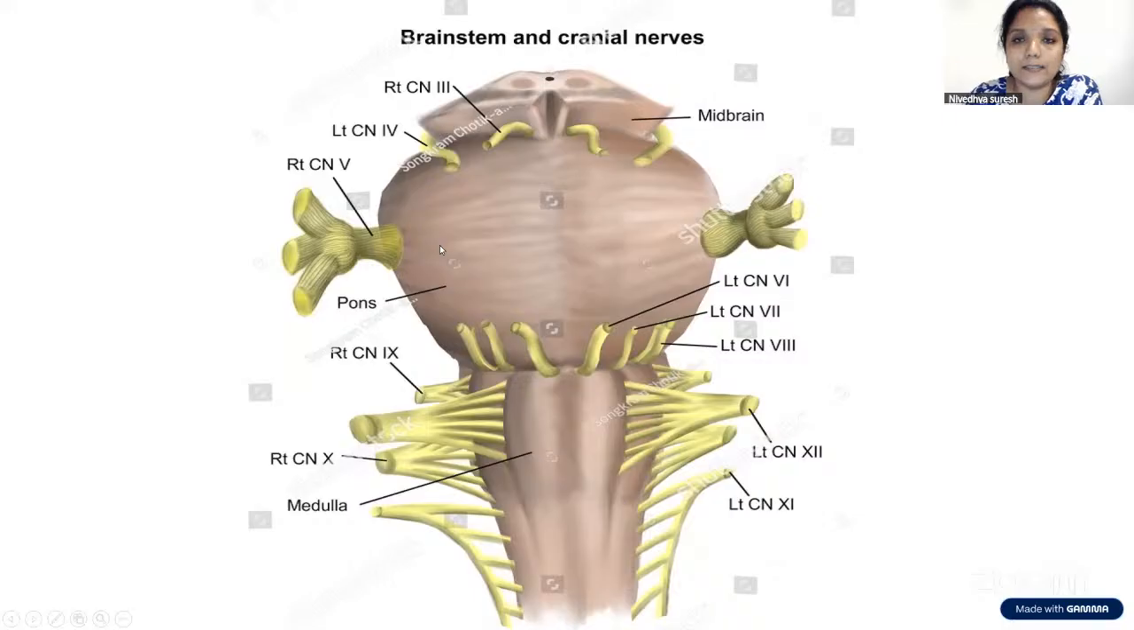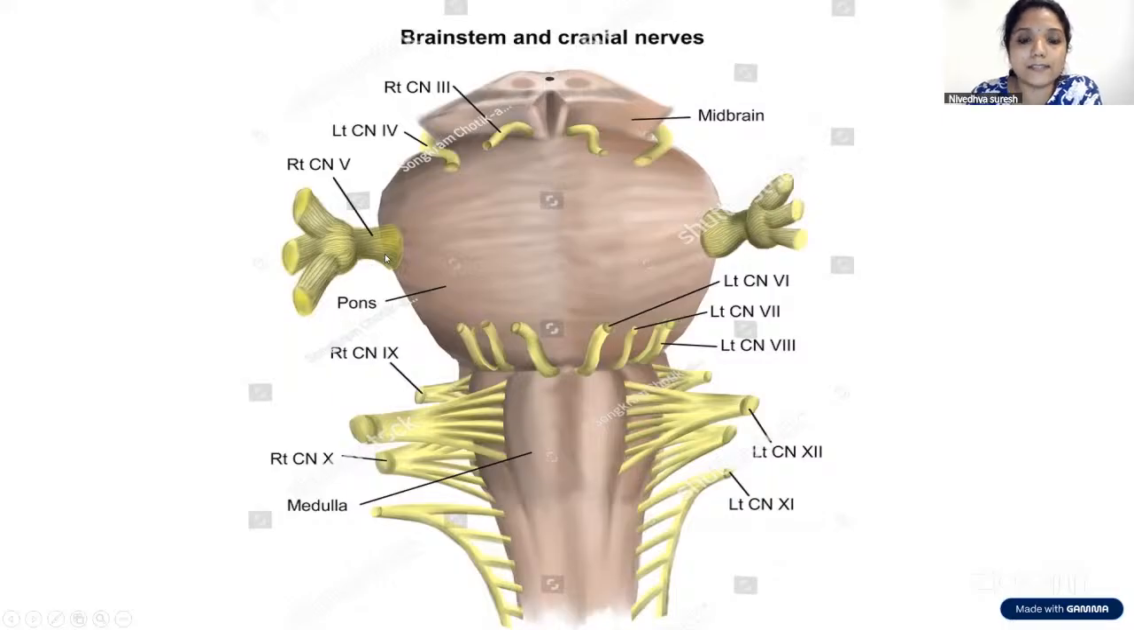So why is it trigeminal? Because it constitutes three. Tri means three and gemini means roots. What are the three divisions of the trigeminal nerve? The ophthalmic, the maxillary, and the mandibular. So these nerves emerge from the lateral aspect of the pons. Okay, this is the fifth.